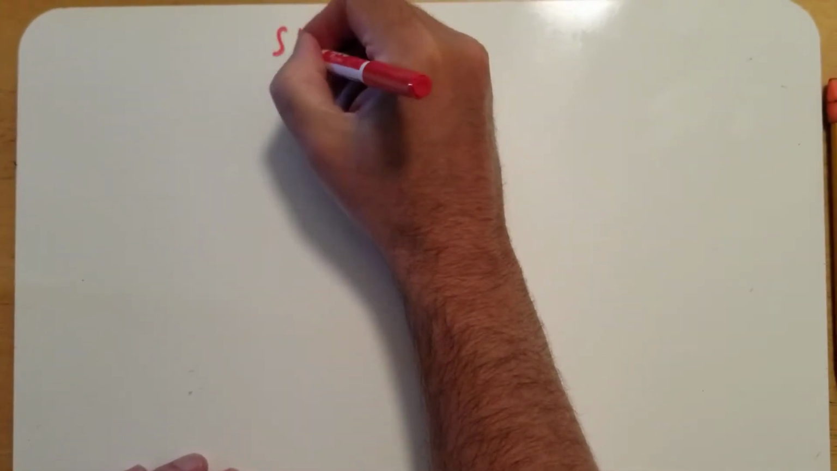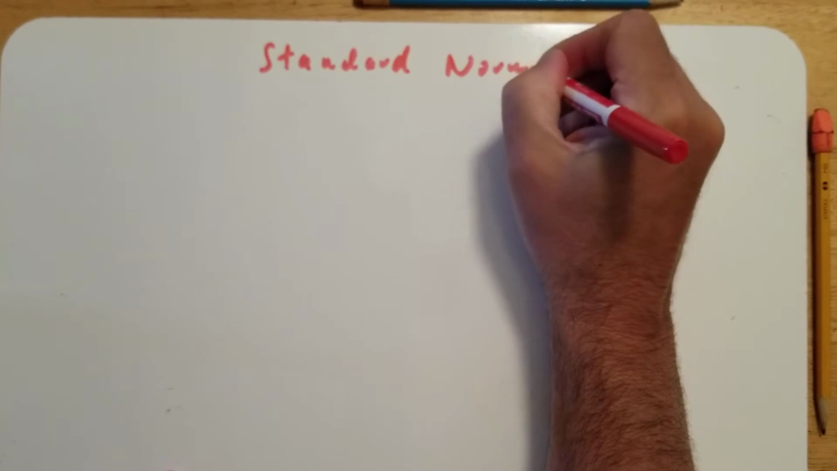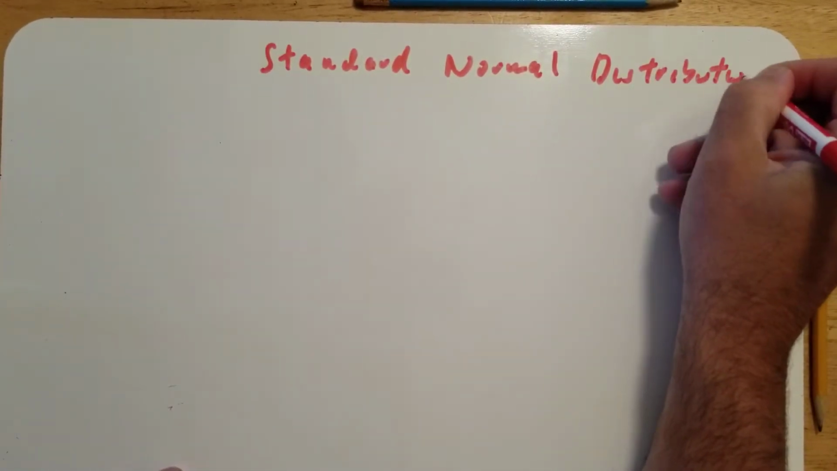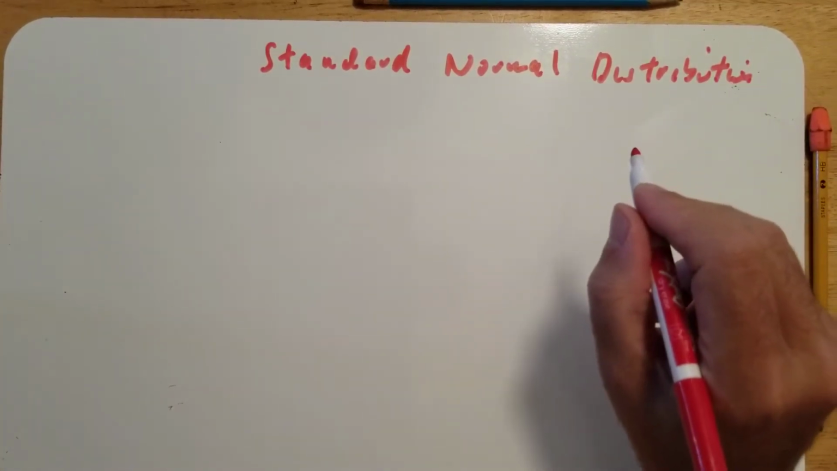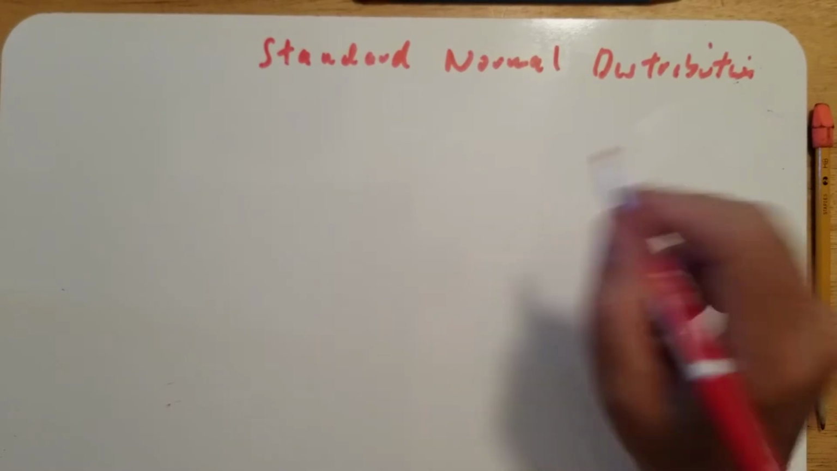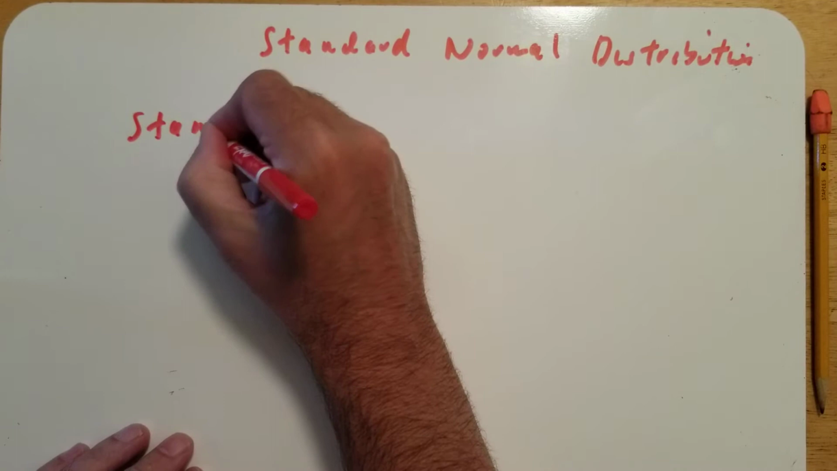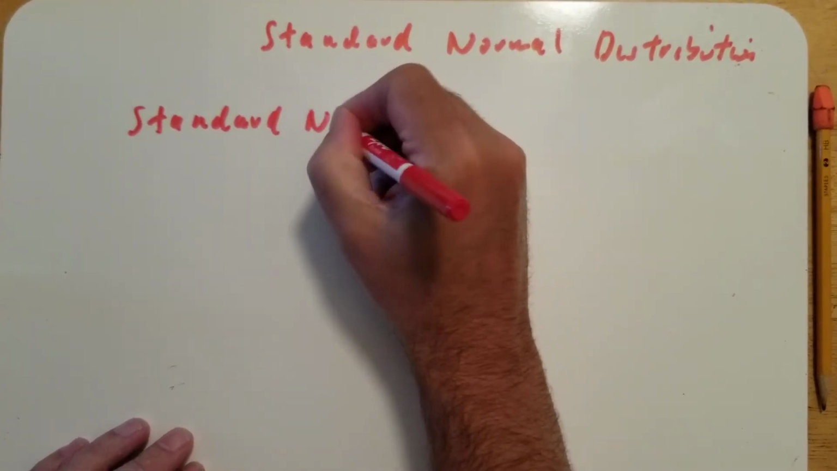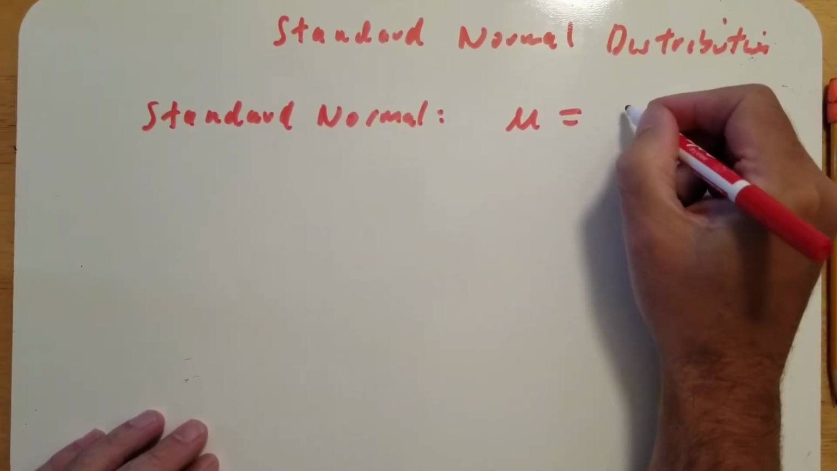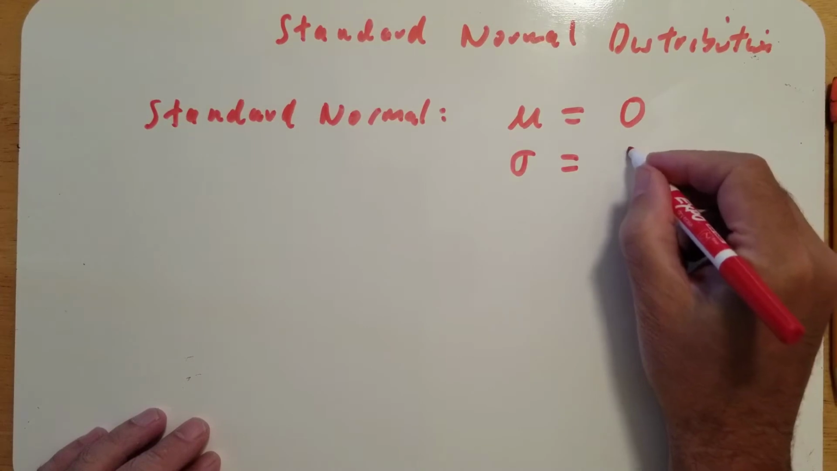I want to talk about the standard normal distribution. The normal distribution is the one main example of a continuous distribution that we are going to study. And for the standard normal, the mean of the standard normal distribution is 0, and the standard deviation for the standard normal distribution is 1.